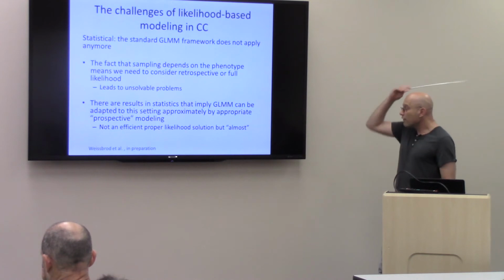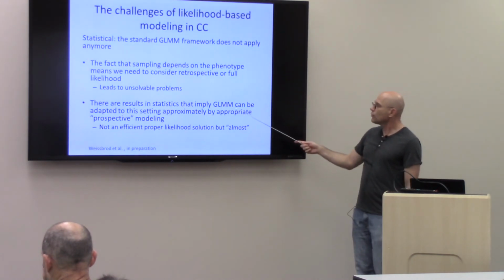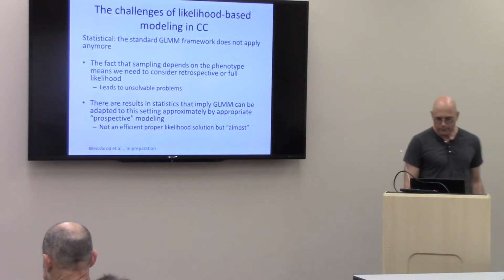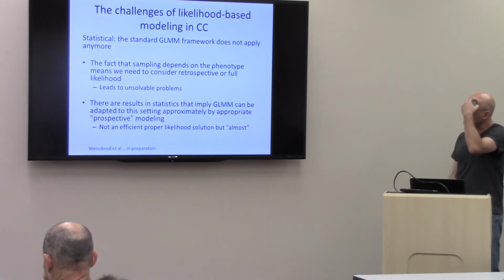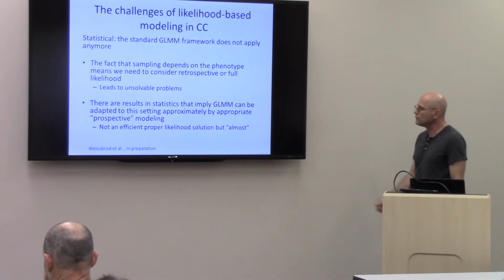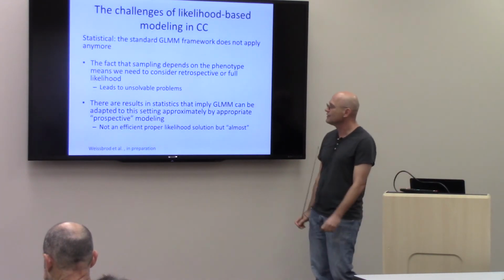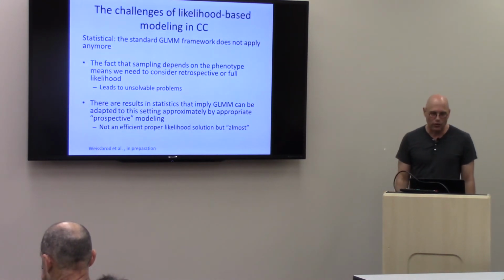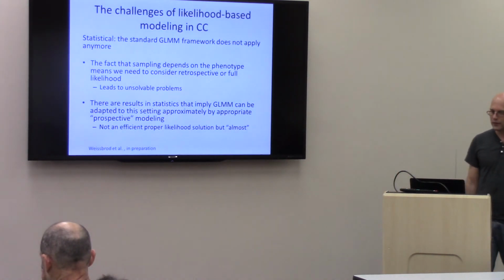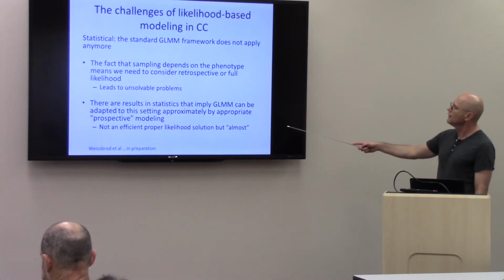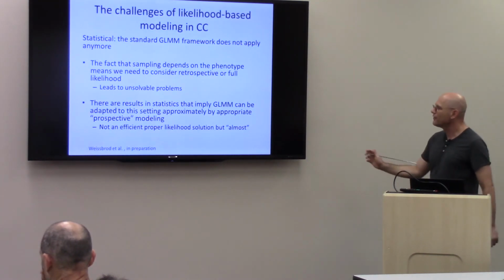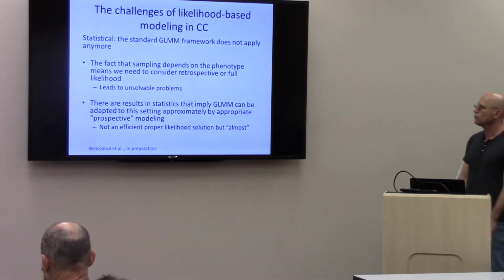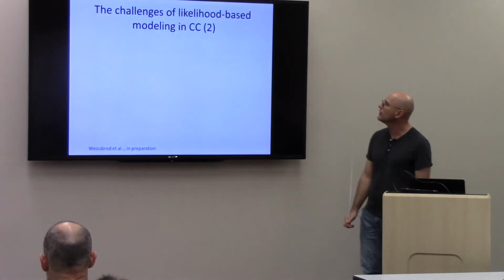But if we very carefully read the statistics literature, we do conclude that we can do something like the prospective modeling we are used to. That's no longer a proper likelihood solution, but it's almost as efficient as the likelihood solution. But it's not just ignoring the ascertainment. It requires us to change the GLMM link functions. I won't go into that. But we can reformulate things in a way that would be almost maximum likelihood.